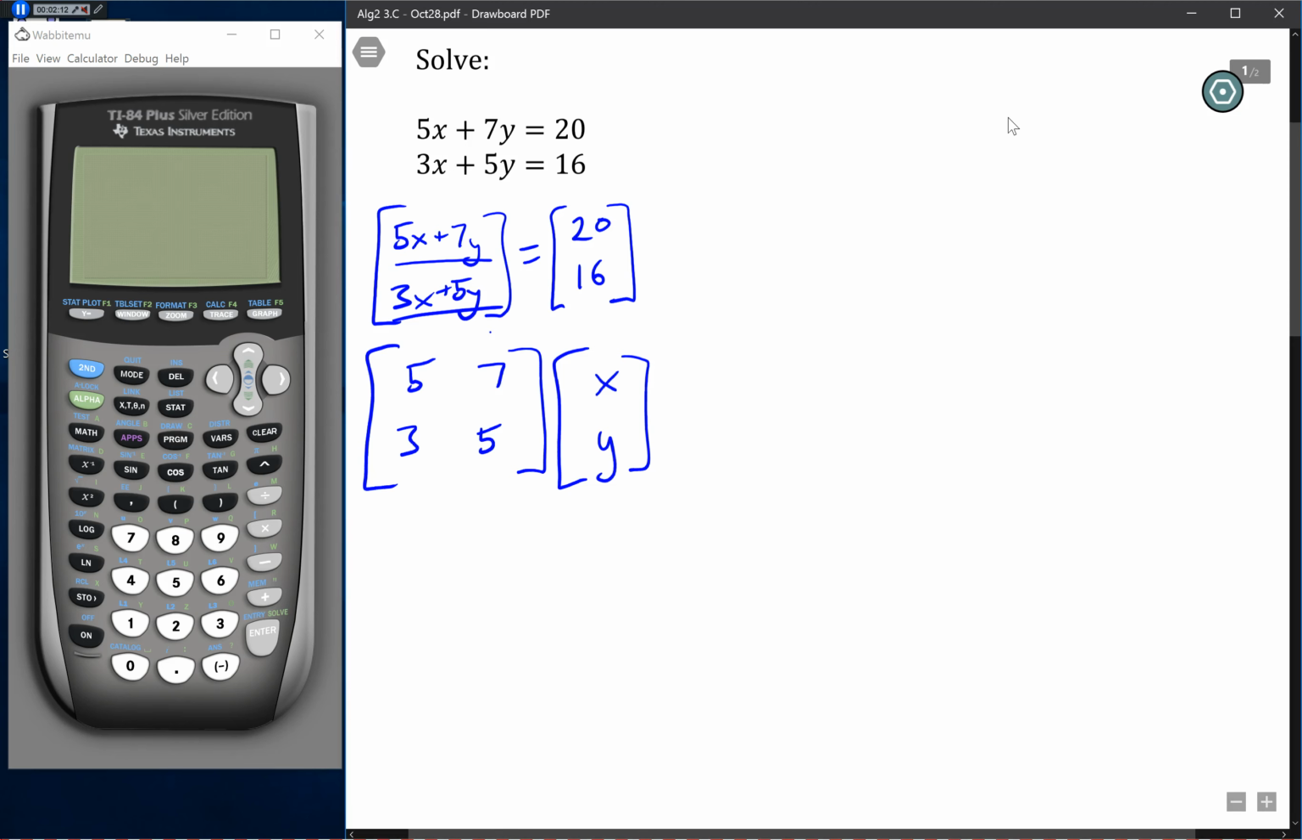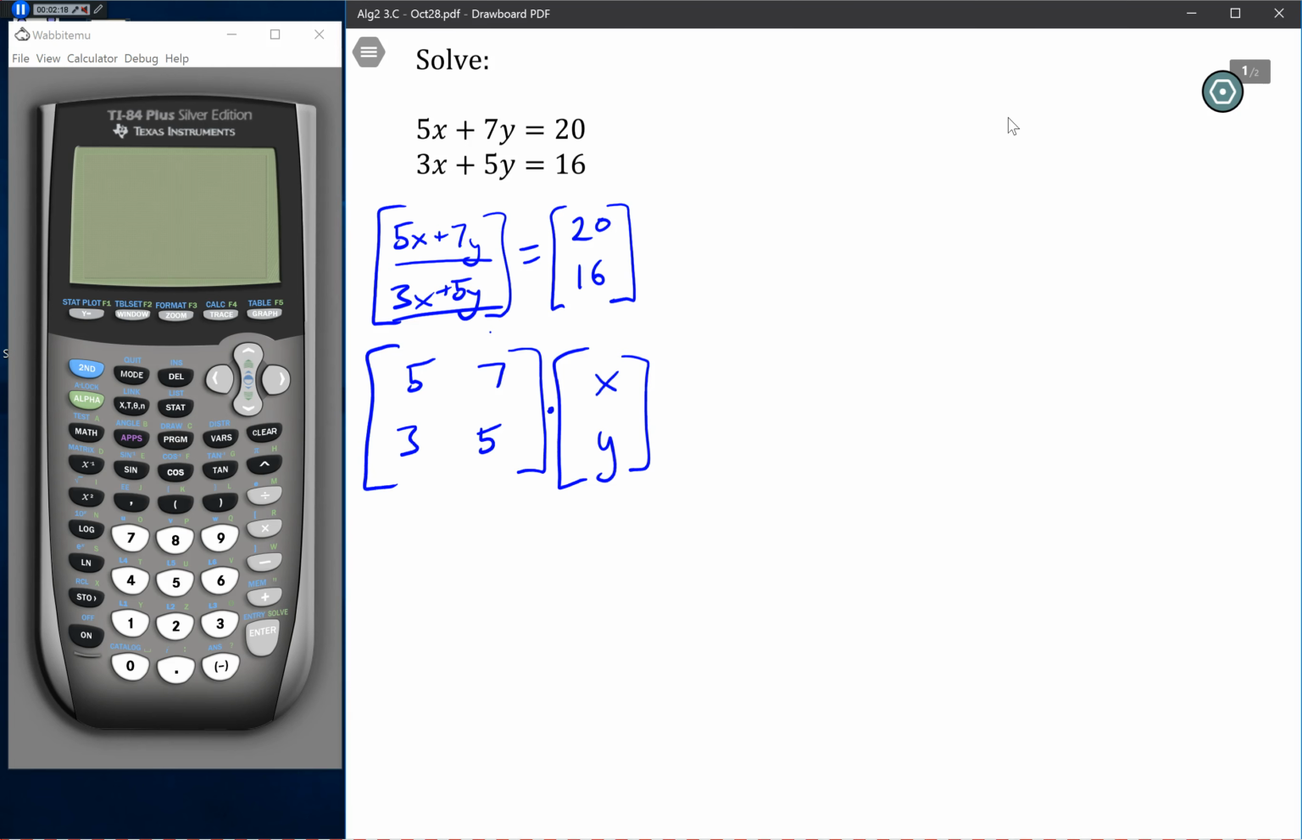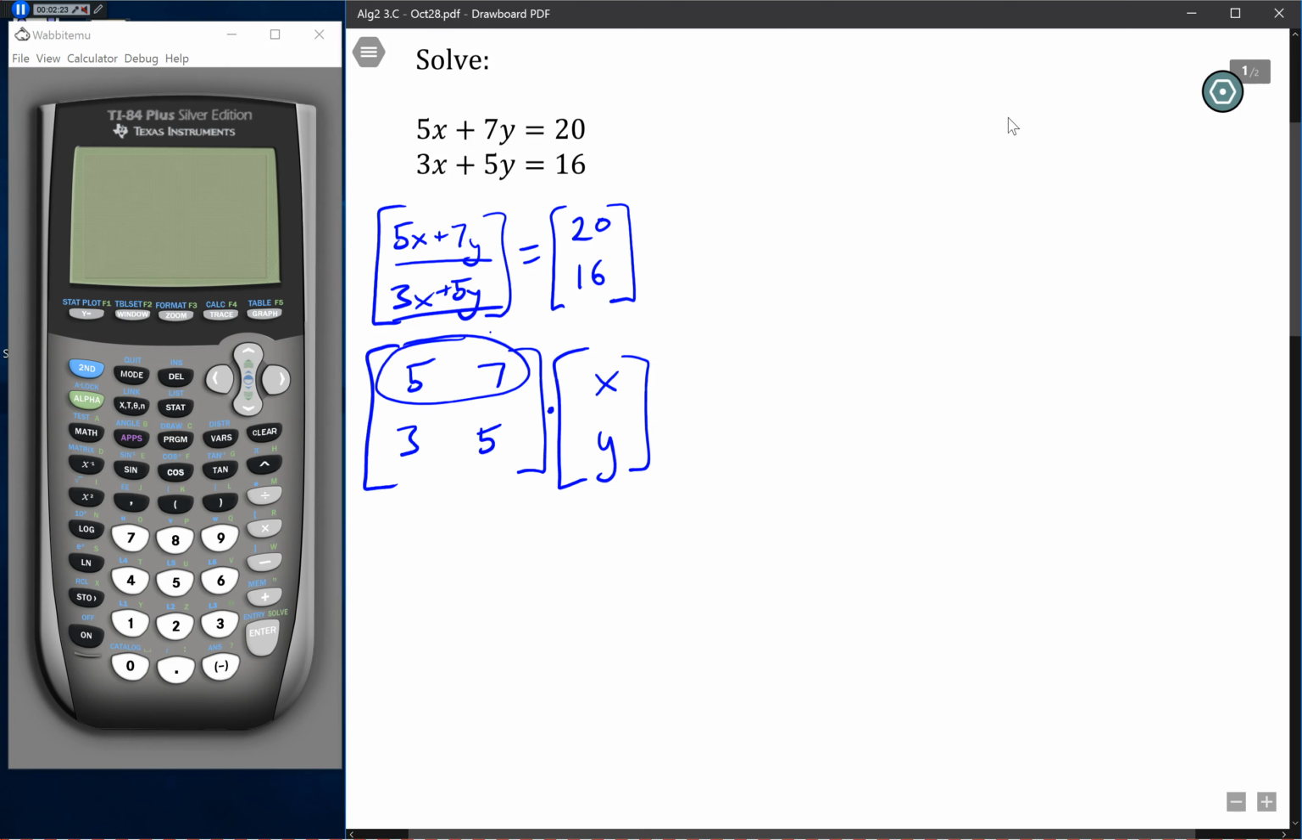Some of you might see it if I tell you that this is matrix multiplication. Think about the way that matrix multiplication works. Remember, in matrix multiplication, I'm multiplying this row times this column. So let's think what that would look like. To get the top entry in my new matrix, I'd have 5 times x plus 7 times y. Oh, look, that's this entry. Interesting. And for the bottom entry, wouldn't I need to multiply the bottom row times the column? 3 times x plus 5 times y. Oh, look, that's the second entry here.